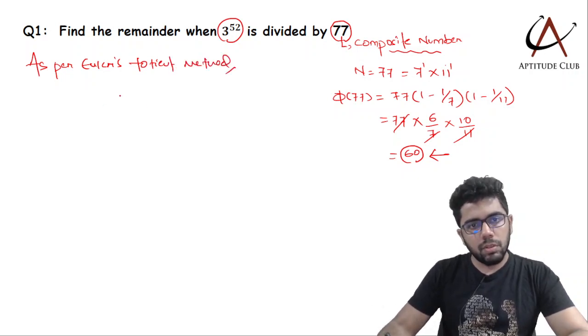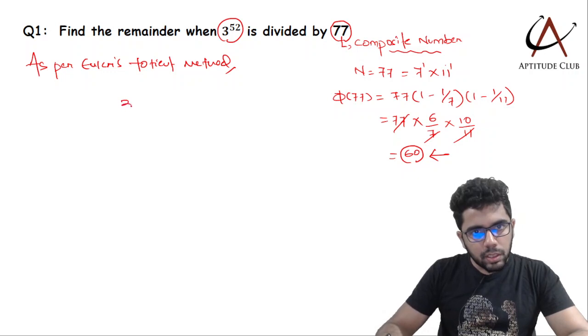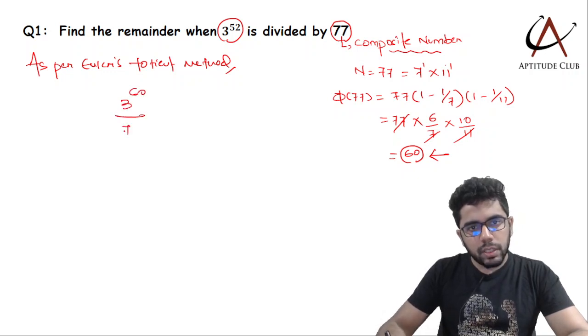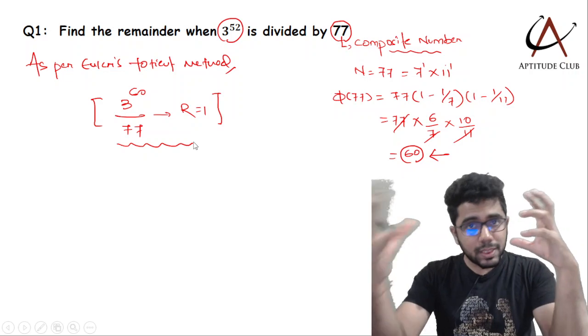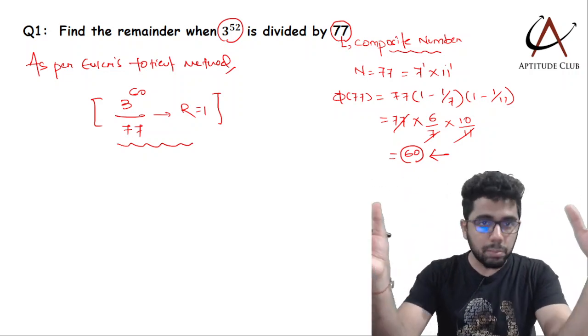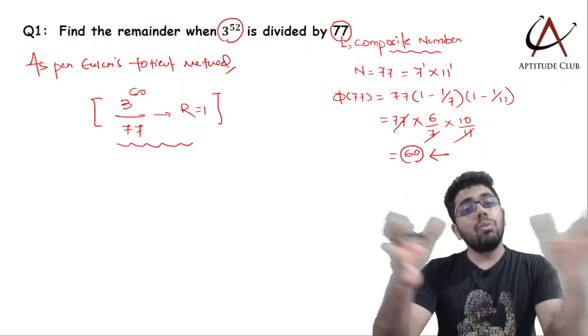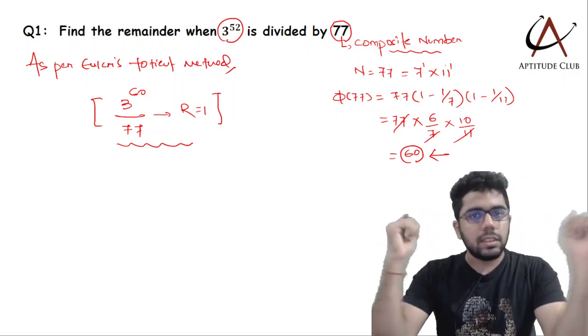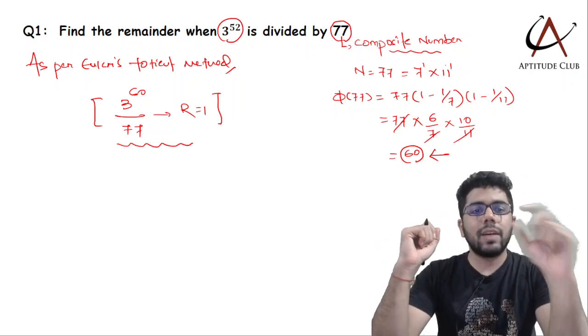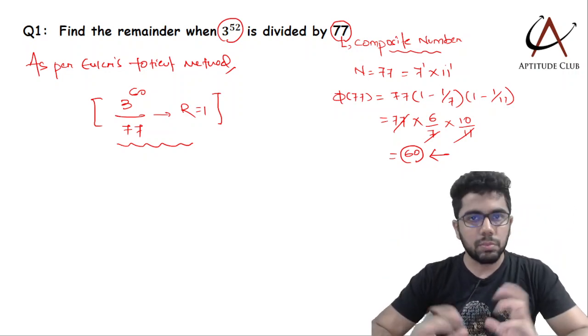Once you get 60, as per Euler's totient method or Euler's theorem, we can deduce that 3 to the power 60 when divided by 77, the remainder is 1. This is directly using the theorem. 3 to the power 60 divided by 77, the remainder would have been 1. Anything more than 60, we can break it and solve. But anything less than 60, that's where the limitation of Euler's method comes into play.